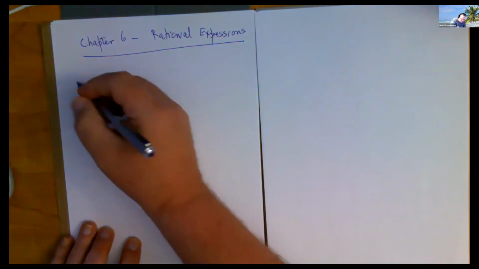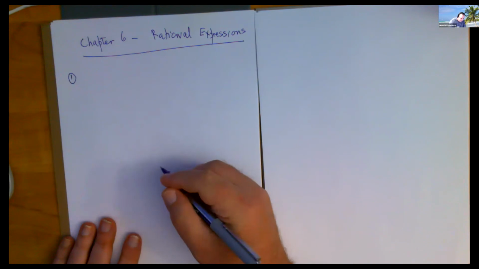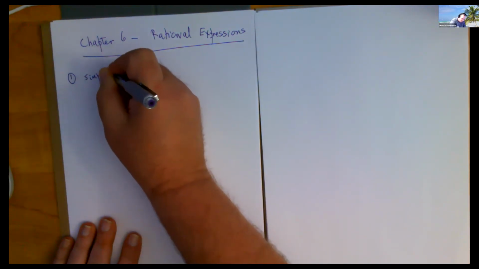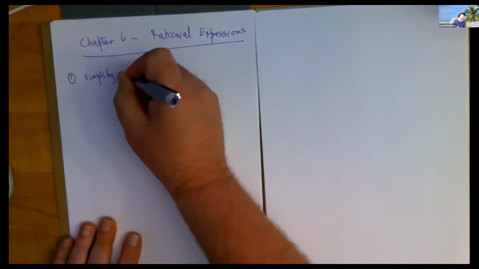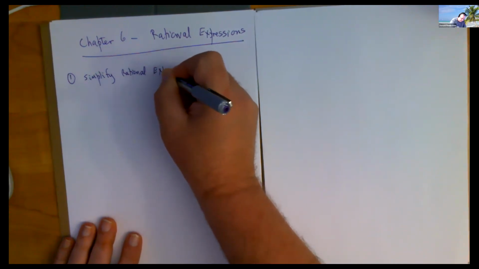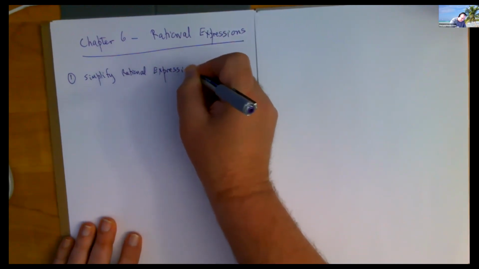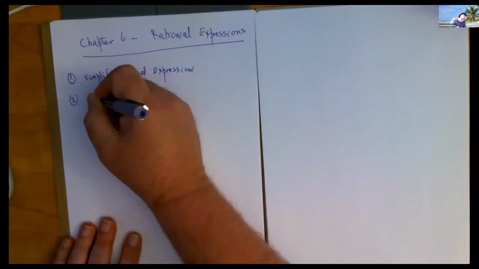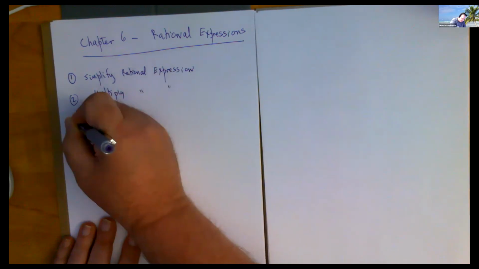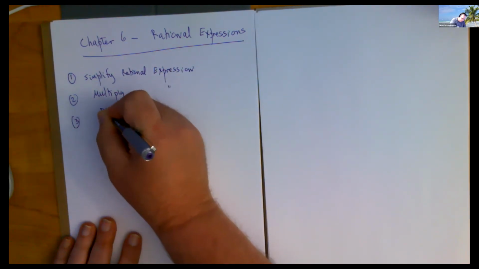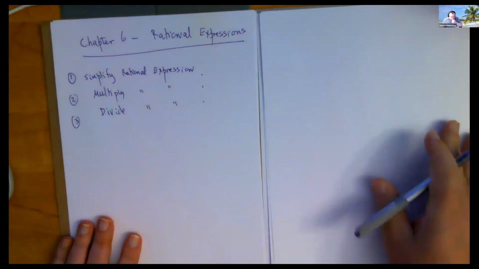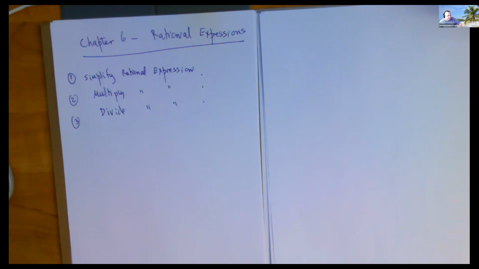So we are going to find out today, hopefully, we'll see how the time goes. First thing we're going to find out is how to simplify a rational expression. Second thing is how to multiply them. And the third thing is how to divide them. So, quite a lot, okay.